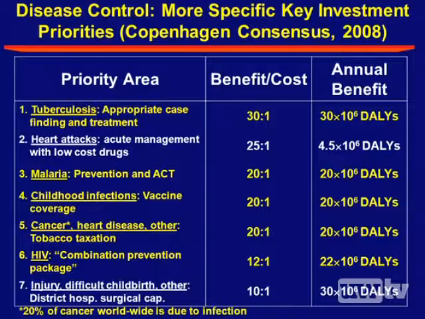Next is heart attacks, management of acute MIs with low-cost drugs. Third is malaria, both prevention and artemisinin combination therapies. Then childhood infections with improving vaccine coverage. Then cancer, the chronic diseases, cancer, heart disease, and other. And here the biggest bang for the buck is with increasing taxes on tobacco.